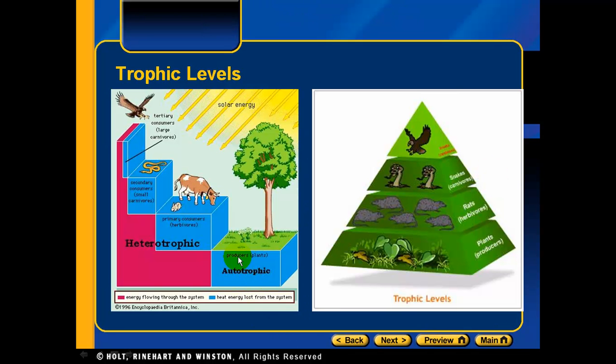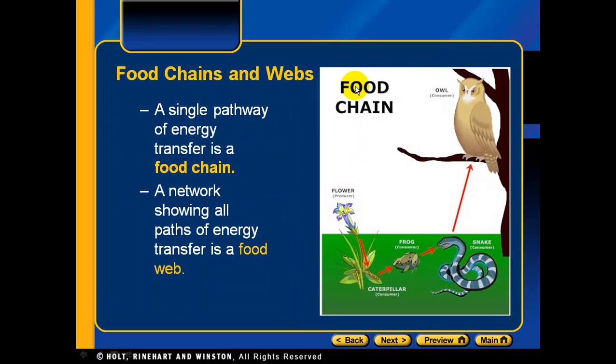So here are your autotrophs, producers, your plants. Then you have your heterotrophs. These consist of the herbivores, which are your primary consumers, small carnivores, which are your secondary consumers, and then you have your larger animals up here, which are your tertiary consumers or large carnivores. And so they can be situated as a triangle as well. All right, with this, it kind of leads to food chains and webs.